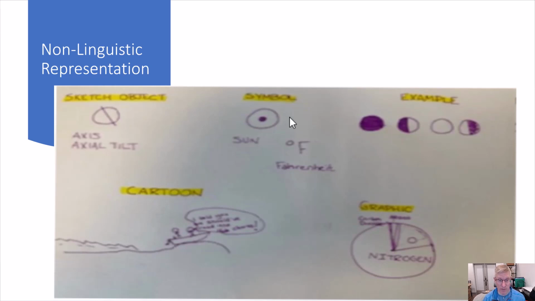Sketch a cartoon or vignette if the term is more abstract, and maybe a thought or a speech bubble can help students better understand that word. You can also use a graphic to help better understand the word. These non-linguistic ideas, yeah, they can be part of the Frayer model, or they can be used to annotate readings or take notes, among other ideas.